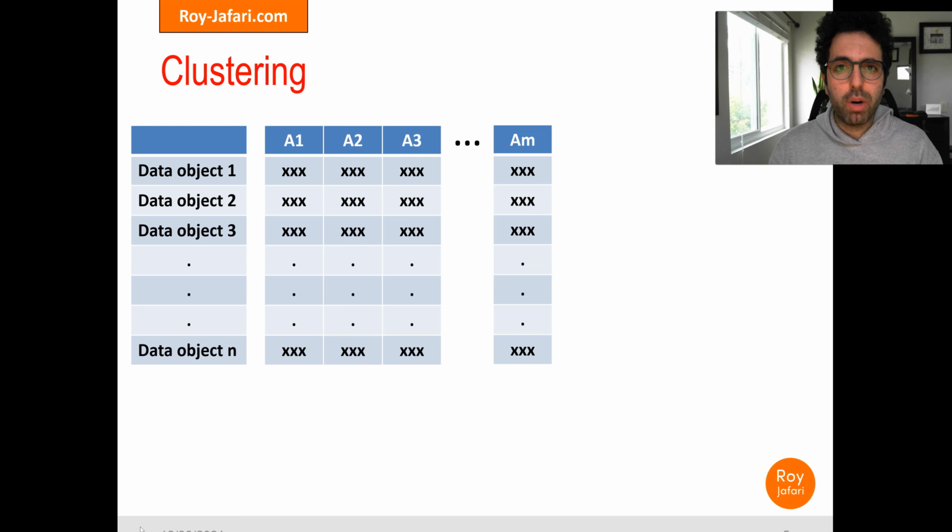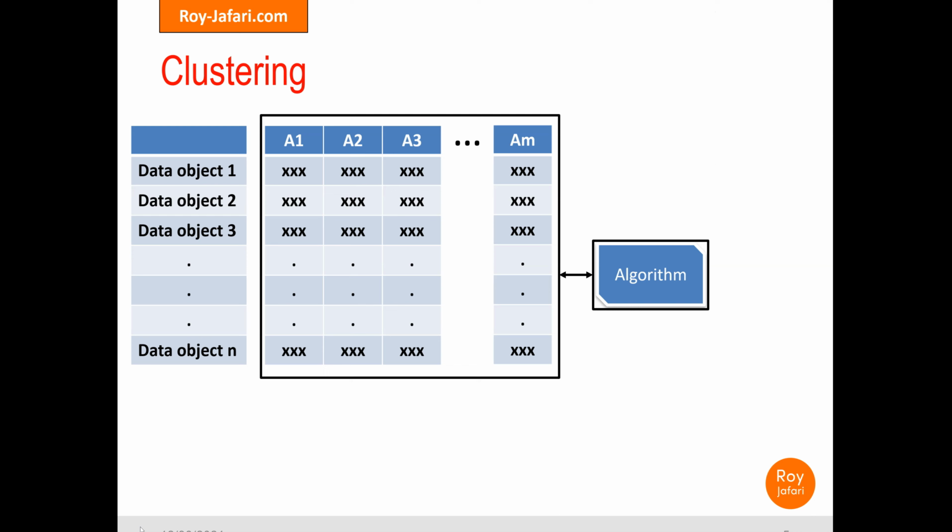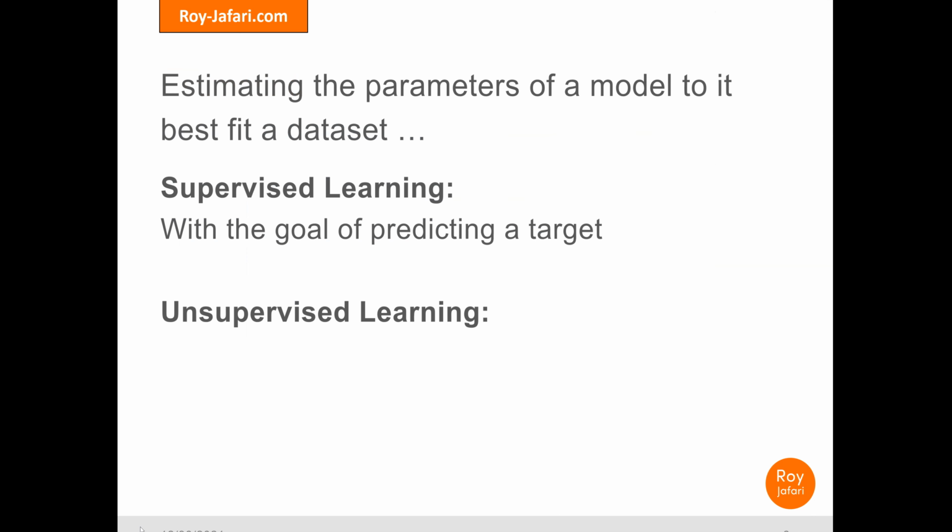An example of an unsupervised model is clustering. Clustering does not have a target. Basically, we try to see the patterns inside the data, and our goal is not to find those relationships to be able to predict a target.